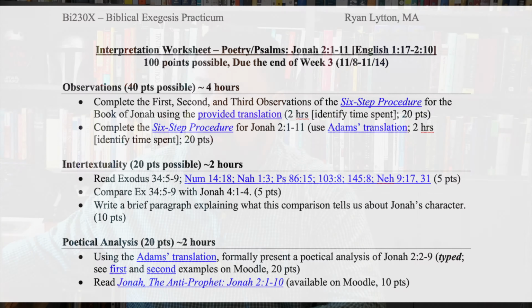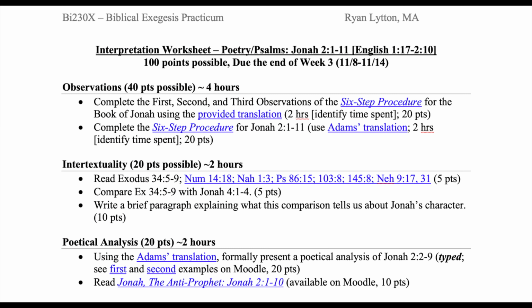So just to look at our worksheet really quick, and this isn't going to be due until the end of next week, but if you want to get started on it early, you can for sure. You're going to complete the first, second, and third observations of the 6-step procedure for the book of Jonah using the provided translation. Now this provided translation is actually my translation of Jonah.